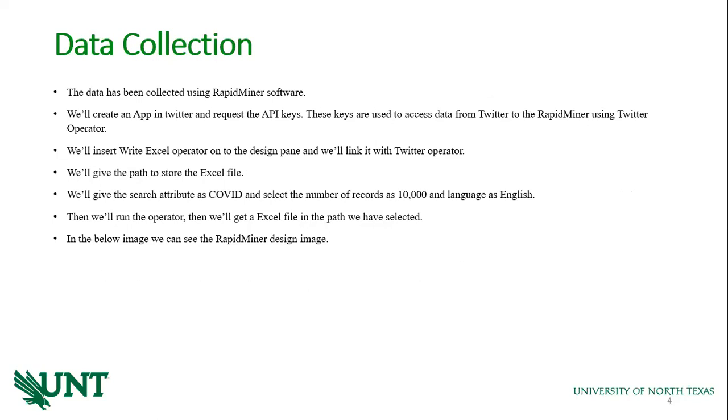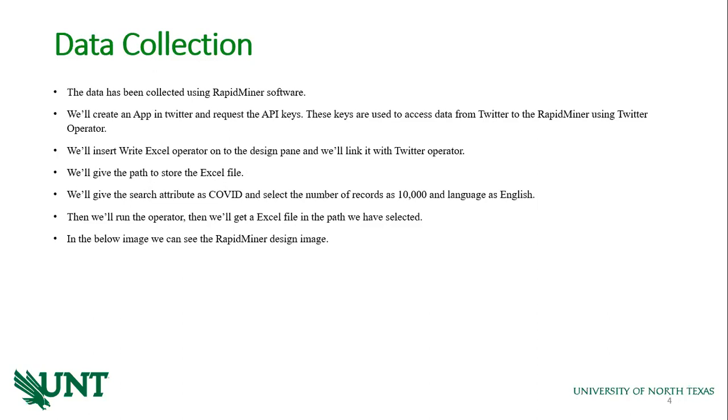We'll create an app in Twitter and request the API keys. These keys are used to access data from Twitter in RapidMiner by using the Twitter operator. We'll insert the write Excel operator onto the design pane and link it with the Twitter operator. We'll give the path to store the Excel file. We'll give the search attribute as COVID as we are doing this text mining on COVID, select the number of records as 10,000 and the language as English. Then we'll run the operator. As an output, we'll get an Excel file which is stored in the path we have given.